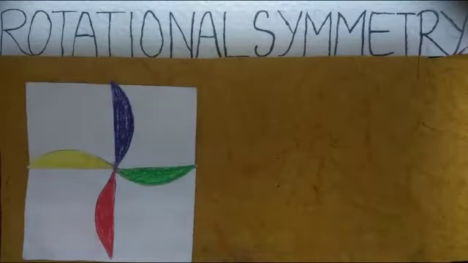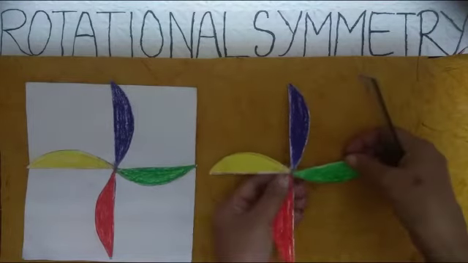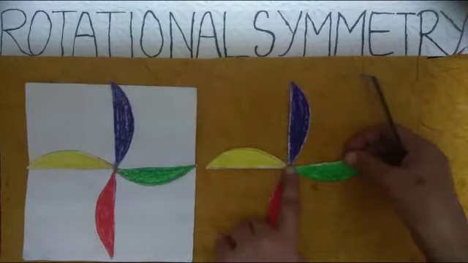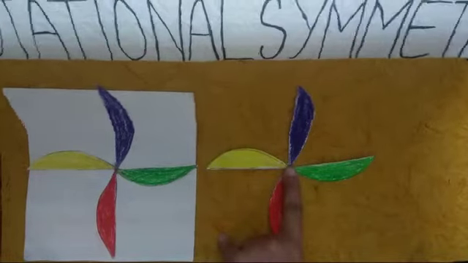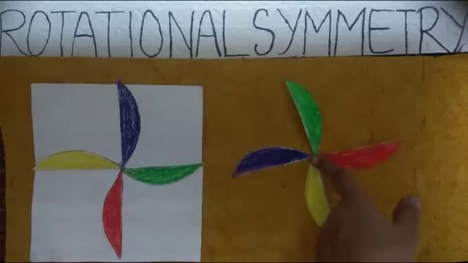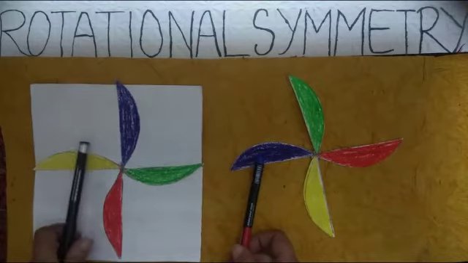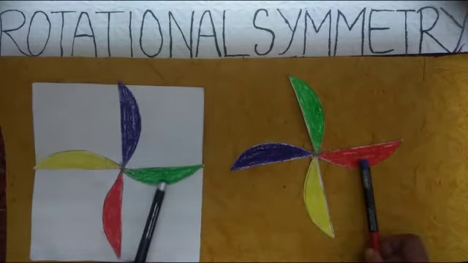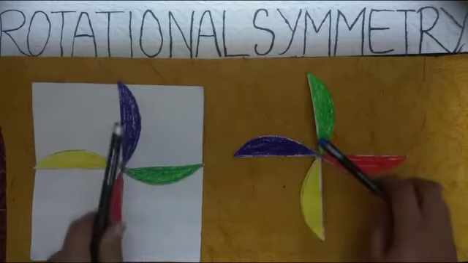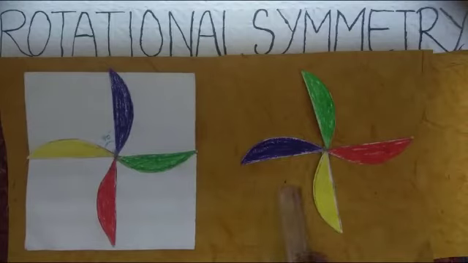Now look for the rotational symmetry of this figure. I have the second copy of the same figure which I am going to rotate, and the first copy is going to be fixed for our reference. On rotating the figure once, we see that blue has taken the place of yellow, yellow has taken the place of red, red has taken the place of green, and green has taken the place of blue. Both the figures are exactly the same.